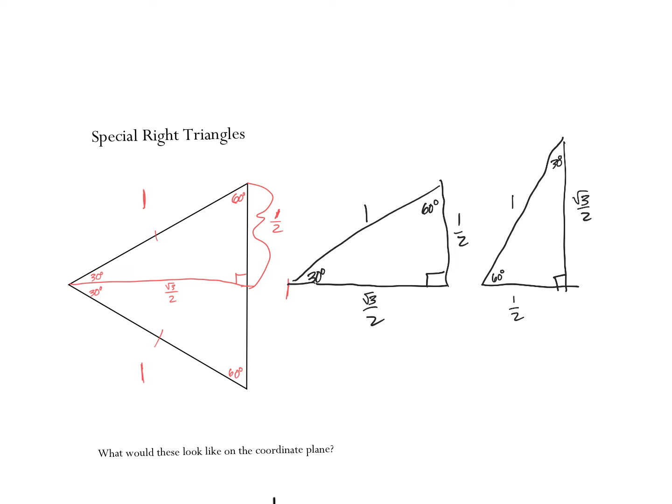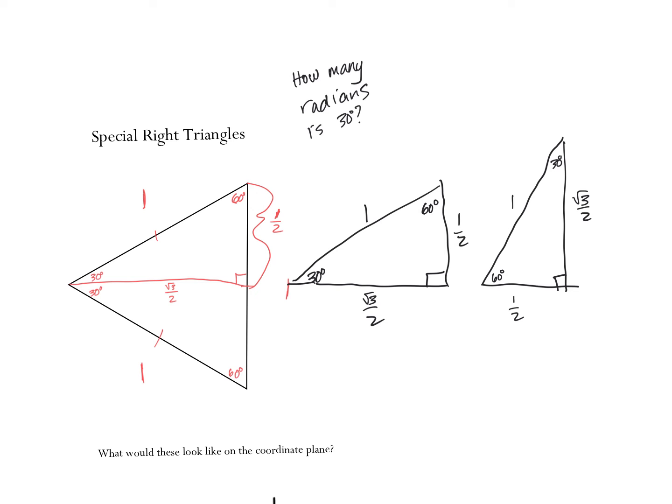Guys, how many radians is 30 degrees? Oh, I love this question. We talk about radians. How many radians are in a circle? 2 pi, yes?